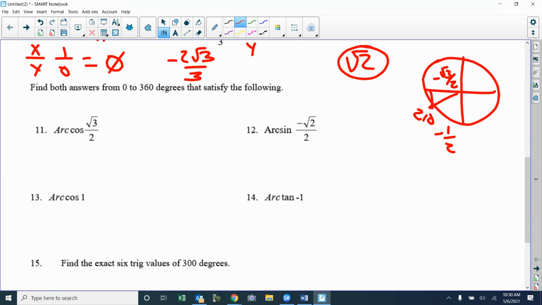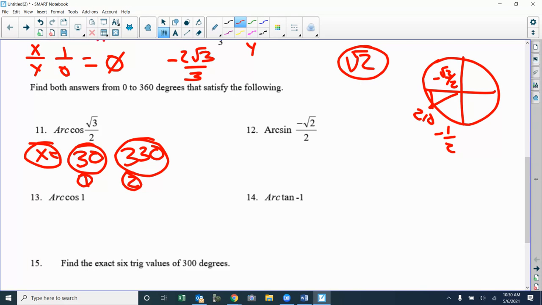11, 12, 13, 14 you should be able to get at least half of those. So 11, you might want to practice, make sure arc is the same thing as inverse. You're looking at your x value here, your x is square root of 3 over 2, and that's a 30-degree angle. Your x is also positive down at 330. That's the one you gotta make sure you figure out how to get. This one is easy, your calculator gives you the first; you're going to have to figure out the second one because you need to know your x is positive.